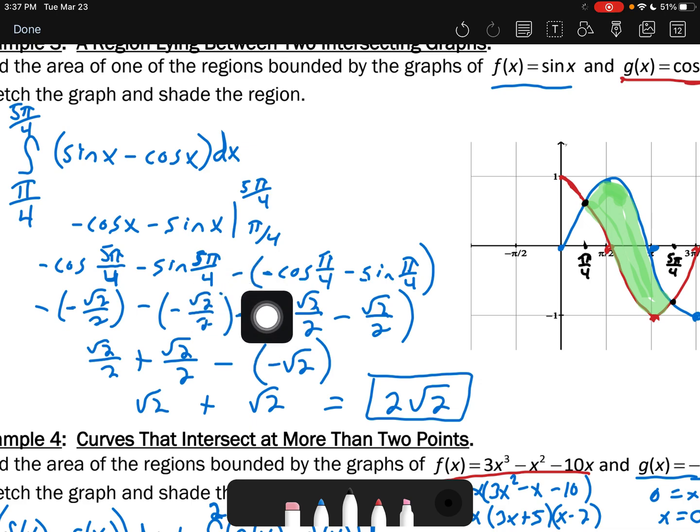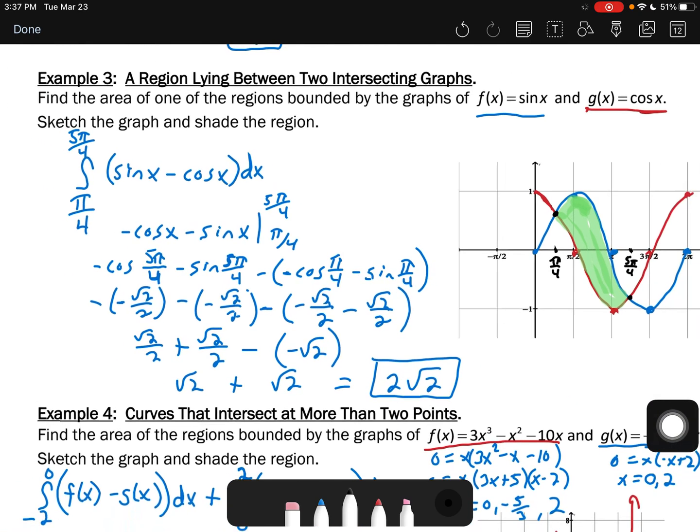Okay, then as we subtract, remember to use parentheses here, and we're subtracting. Now, after we've done our antiderivative here, it's negative cosine pi over 4 minus sine pi over 4. So cosine pi over 4, root 2 over 2, minus sine pi over 4, minus root 2 over 2 again. So we get negative 2 root 2 over 2, which is just negative root 2, but minusing the negative, that cancels and makes a positive. And so we have root 2 plus root 2. The total answer is 2 square roots of 2.